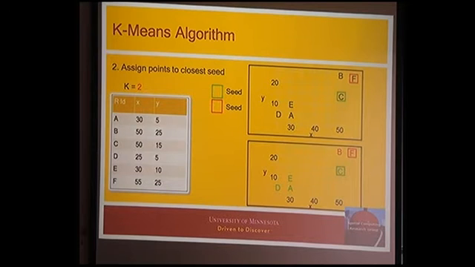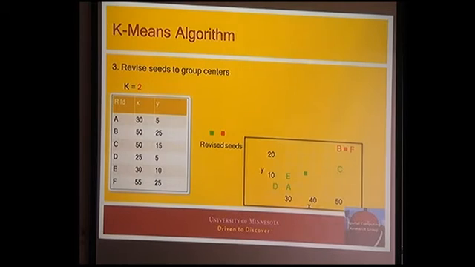So now you revise the seeds. Based on this partitioning, you replace the seeds by the center points of the groups. The red group's center point will be somewhere here, and the green group's center point will be somewhere here. So in the next iteration, we revise the seeds. Now these are the 2 seeds, and then we repeat the process.